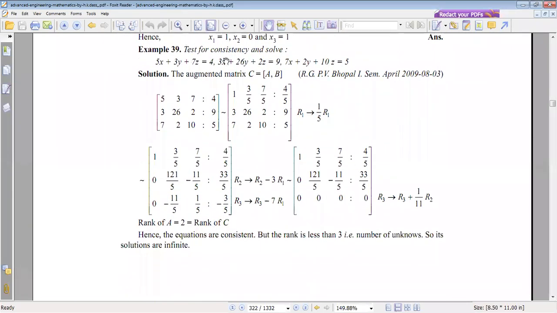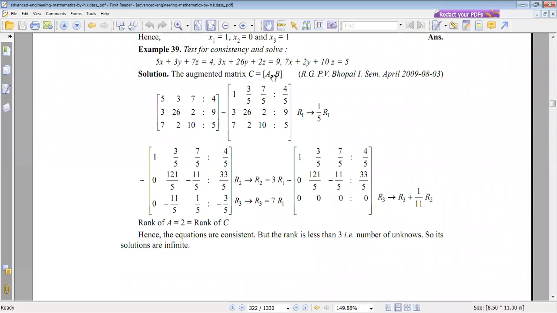Test for consistency and solve. So 3 equations are given. We have to check whether the system is consistent or not. At the same time, we have to find out the solution of this system of equations. Clear? Now see.